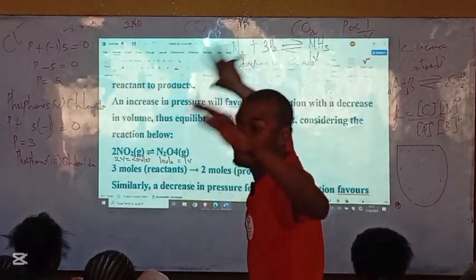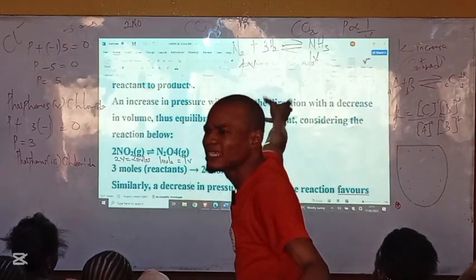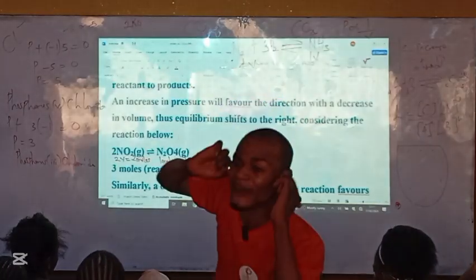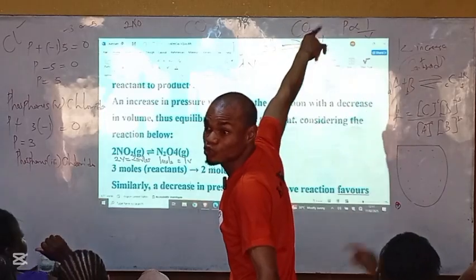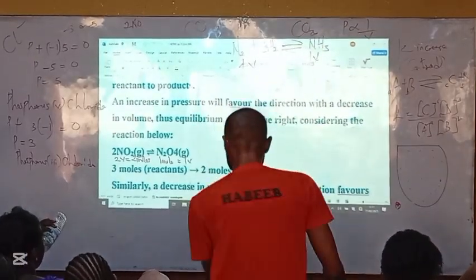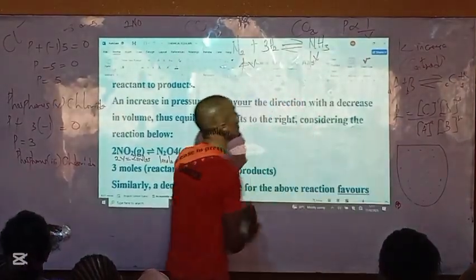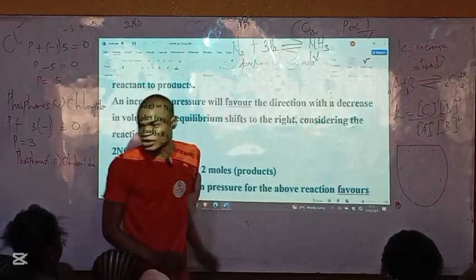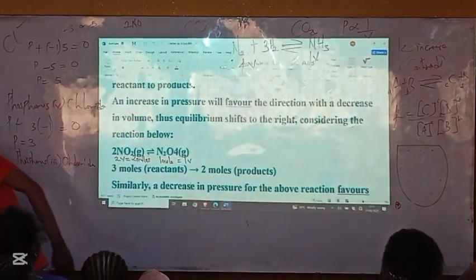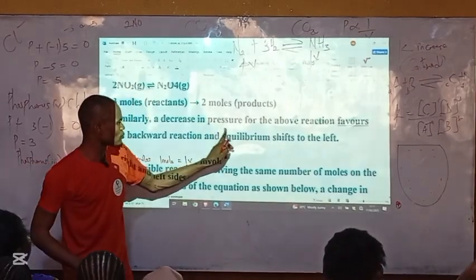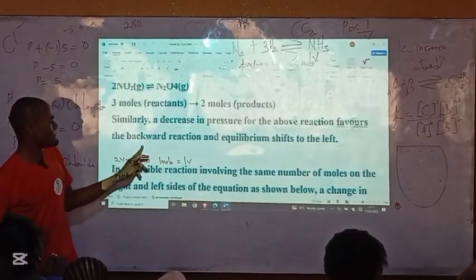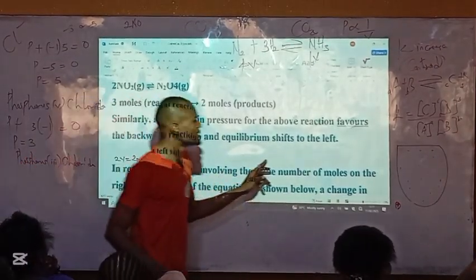So when you increase the pressure of the system, it favors where you have a lesser volume, because there is an inverse relationship between pressure and volume. P is inversely proportional to 1 over V. That's just it. Similarly, a decrease in pressure will favor the backward reaction.